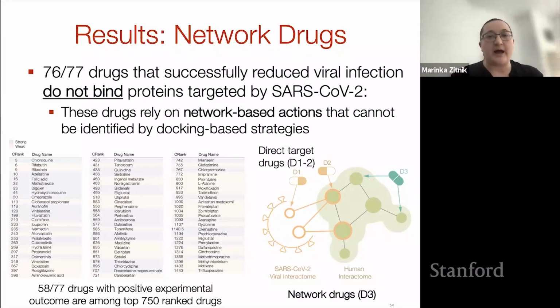Instead, those drugs rely on network-based action. Those drugs, such as D3 here, would target some human proteins that are not directly attacked by the virus. And those human proteins in turn would interact with some other proteins, which in turn, finally, would be exactly those proteins that the virus attacks. Why am I mentioning that? Because these kinds of drugs, which we now call network drugs, could not be identified by traditional strategies for drug repurposing, which in computational biology and computational pharmacology are based on docking.